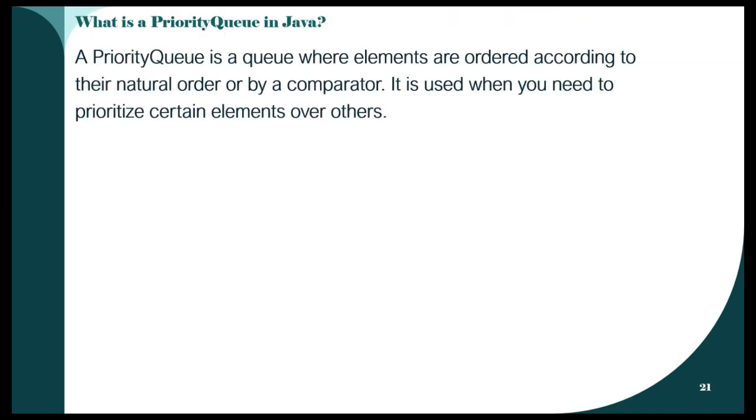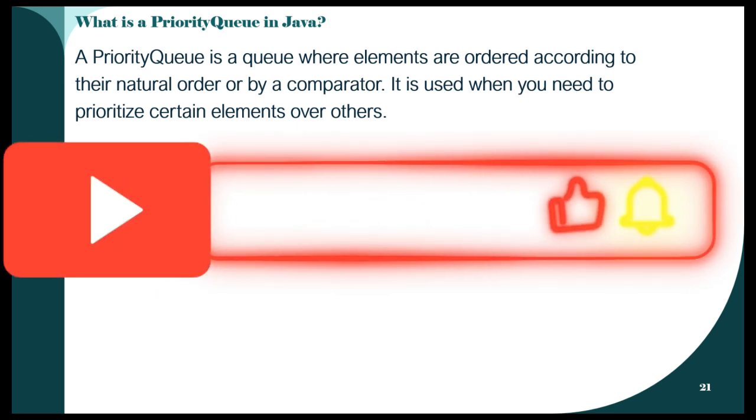Now, what is a priority queue? It is a queue where the elements are stored according to their natural order, or, if you have an implementation of a comparator, according to that. It is used to prioritize certain elements over others, so there is sorting or ordering involved. That's what a priority queue is about.